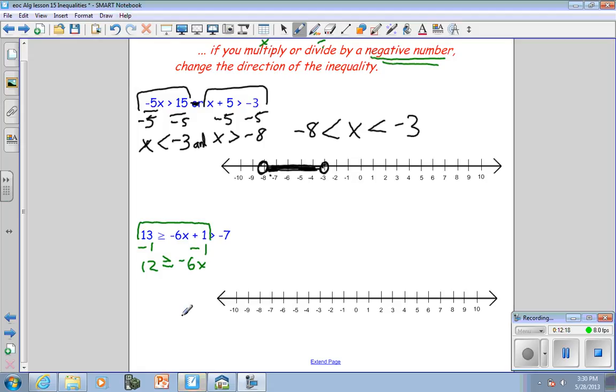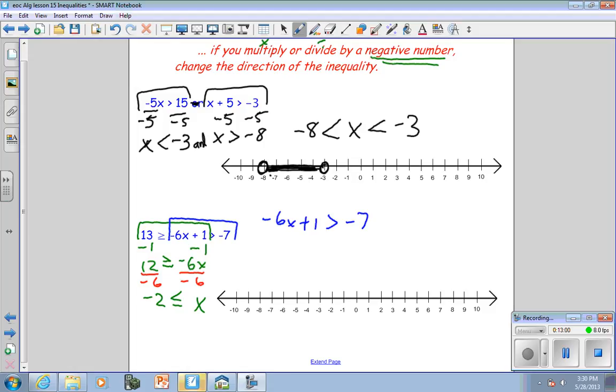I then divide both sides by -6, and because of that special rule, the x comes out there, and then I change the direction. And remember, if it was equal to, it's still equal to, and this becomes -2. I am then going to take the other side, and notice that I'm taking the middle with the right side. So I'm going to write a new problem that says -6x plus 1 is greater than -7, because that's what it says.